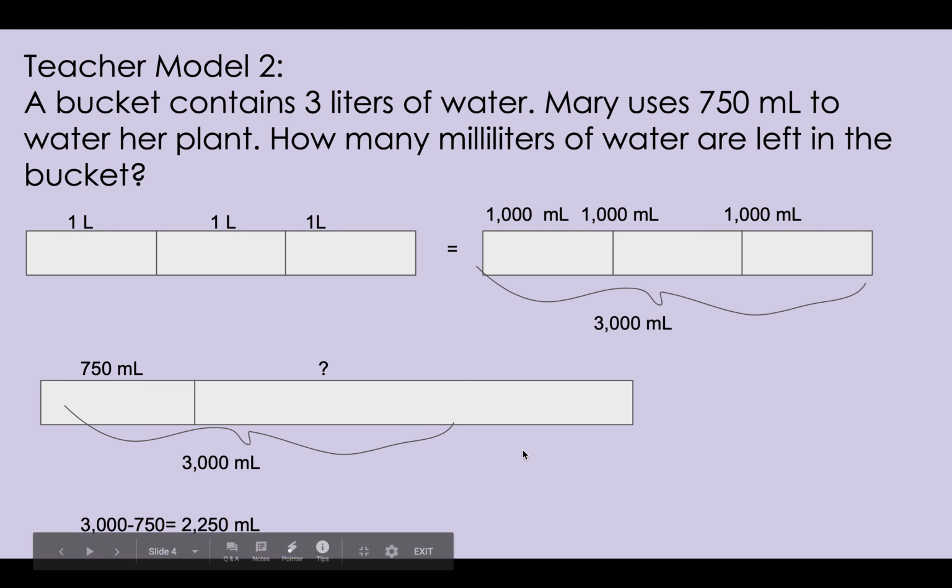Okay, so I have at the bottom altogether 3,000 milliliters. She poured out 750 milliliters to water her plant. Looking at our bar model, what equation can we use to determine this? Well, I have 3,000 milliliters altogether, and I am taking away 750 milliliters. So 3,000 milliliters minus 750 equals 2,250 milliliters. All I had to do was convert my measurement and then solve for the problem. It's multi-step, so it's not just converting. You need to then add or subtract in order to solve.